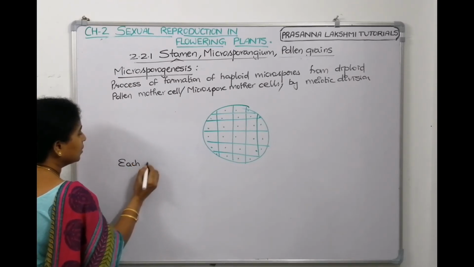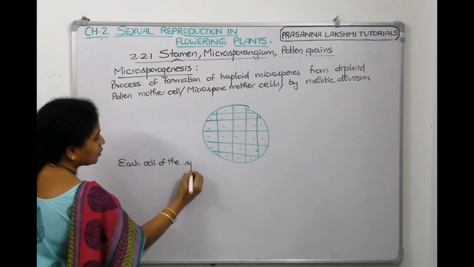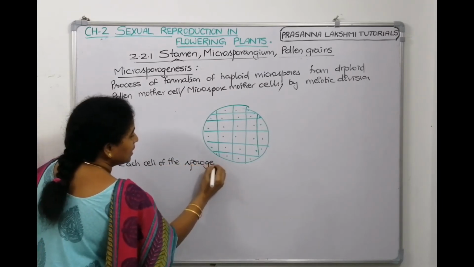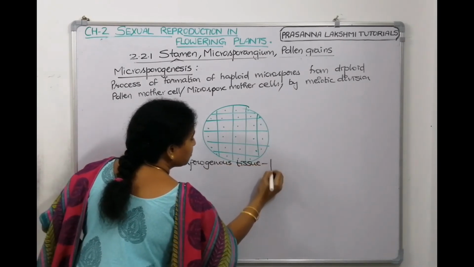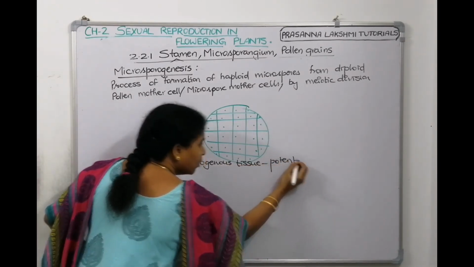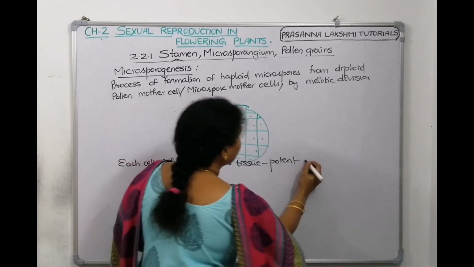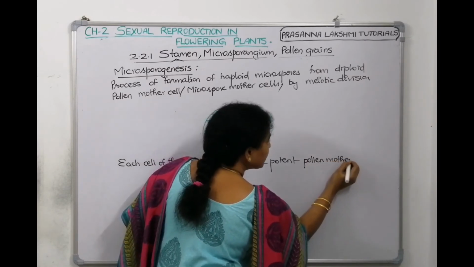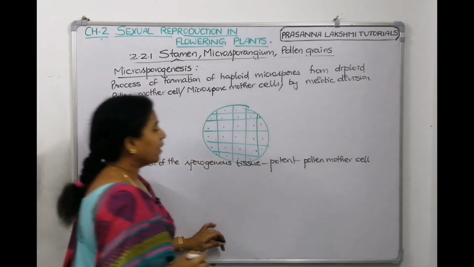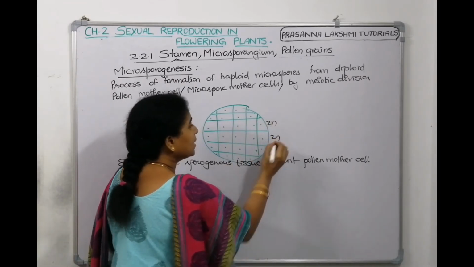Each cell of the sporogenous tissue is a potent, functional spore mother cell. It is a potent pollen mother cell, and we told the ploidy is 2n, each cell is 2n.